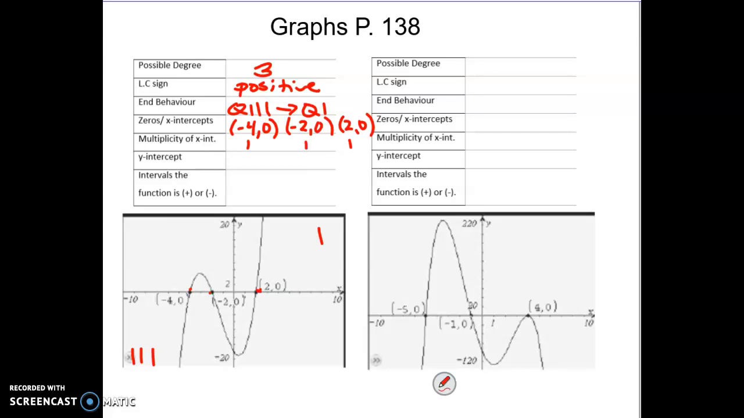Then we have a y-intercept. Now the y-intercept is kind of tricky here. The y-intercept, it does not show very nicely on here, but it is at -16. So -16 is where your y-intercept crosses. And then this final part is the intervals where the function is positive or negative.